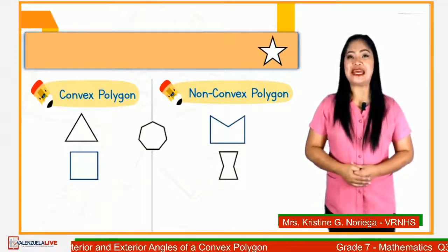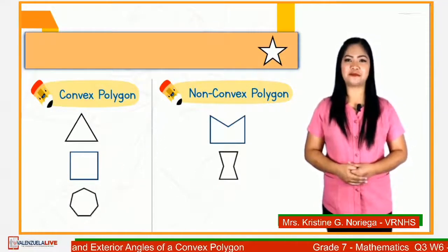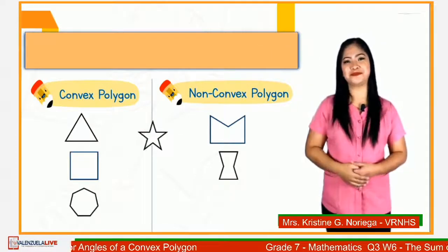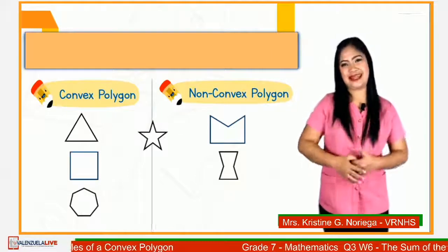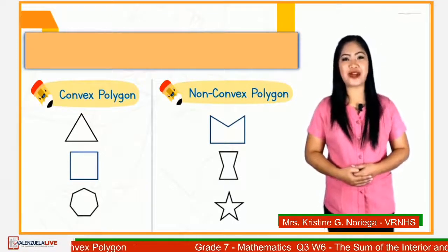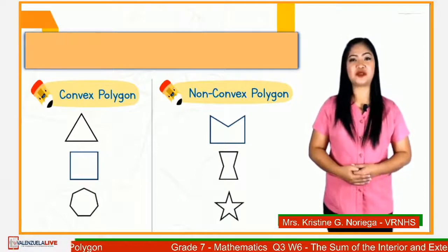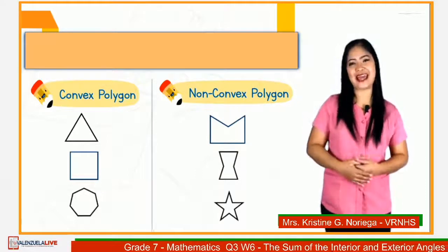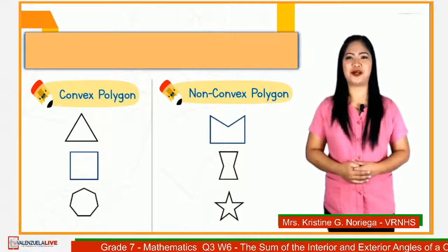Very good. This one is a convex polygon. Finally, for our last polygon. Correct. This is a non-convex polygon. You did great, guys. I hope that helps you understand better the difference between convex and non-convex polygon.